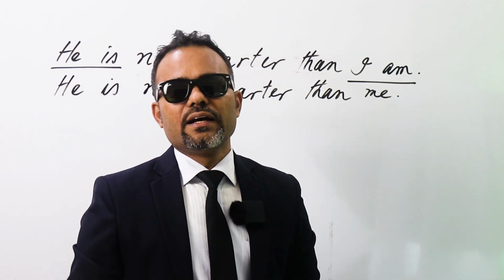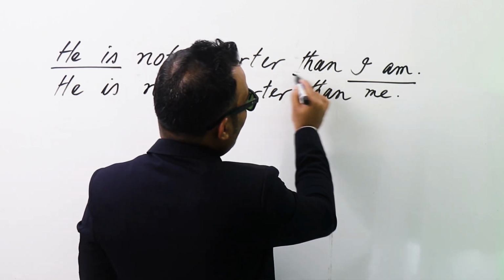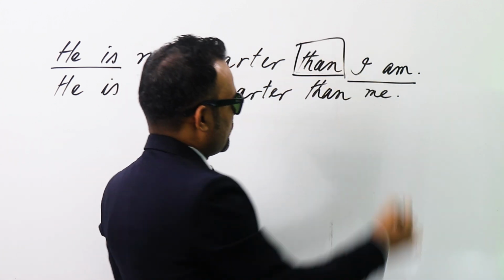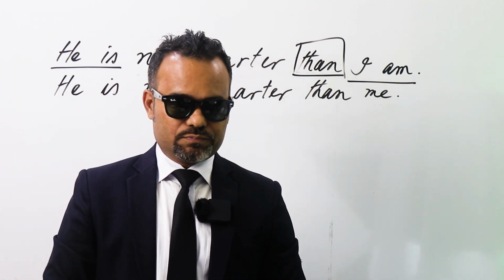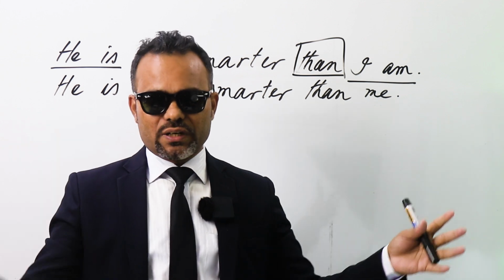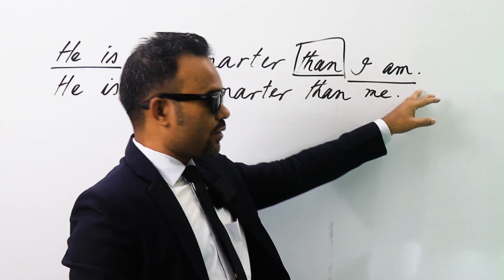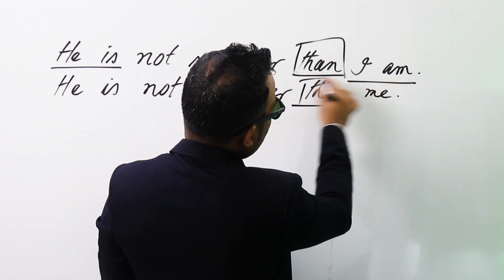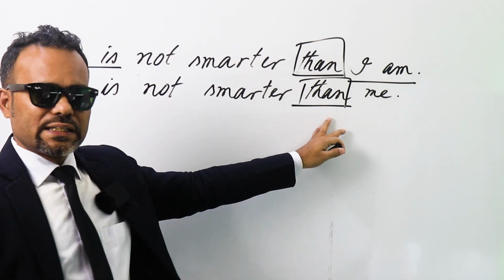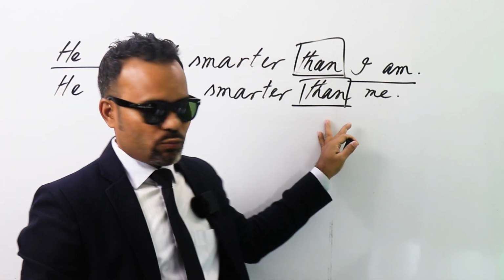Another question could be, what part of speech is this here? Then this is actually a conjunction. Why? Because on both sides we have a clause. Here we have a clause and also here we have a clause. What about this one? This part of speech is not a conjunction here. This is a preposition. Why?